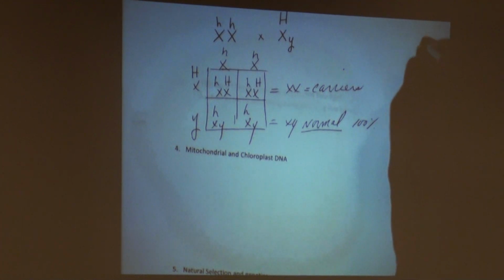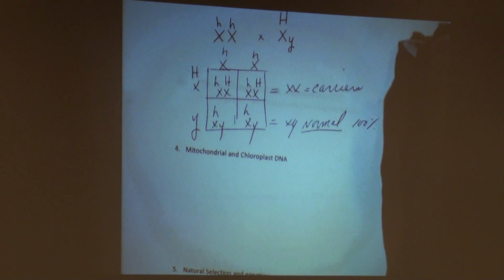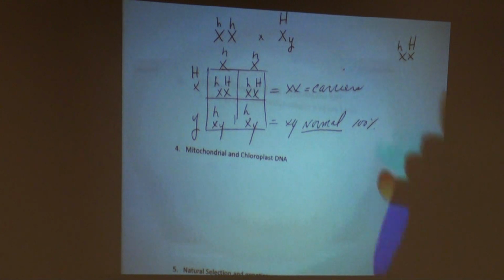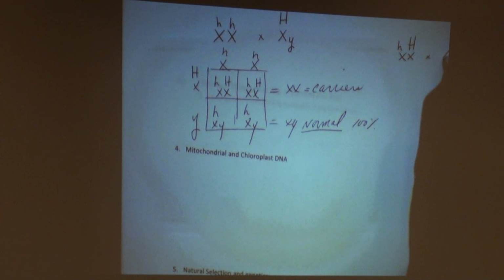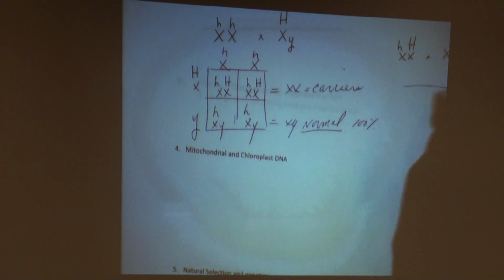Okay, let's try this cross. Okay, let's try a mom. Okay, this right here, she is what? Normal, but she's a carrier. And her husband is normal. It's a normal male. So, let's see what happens.